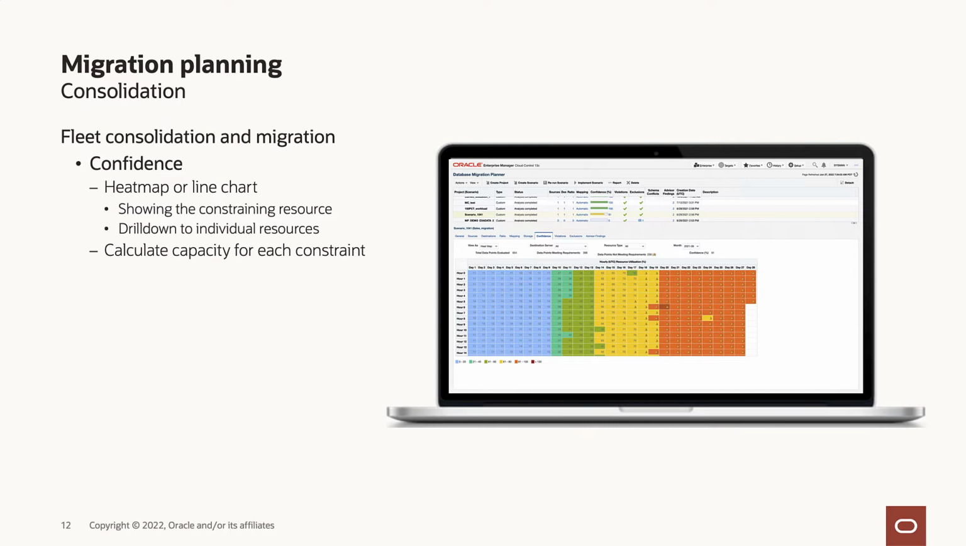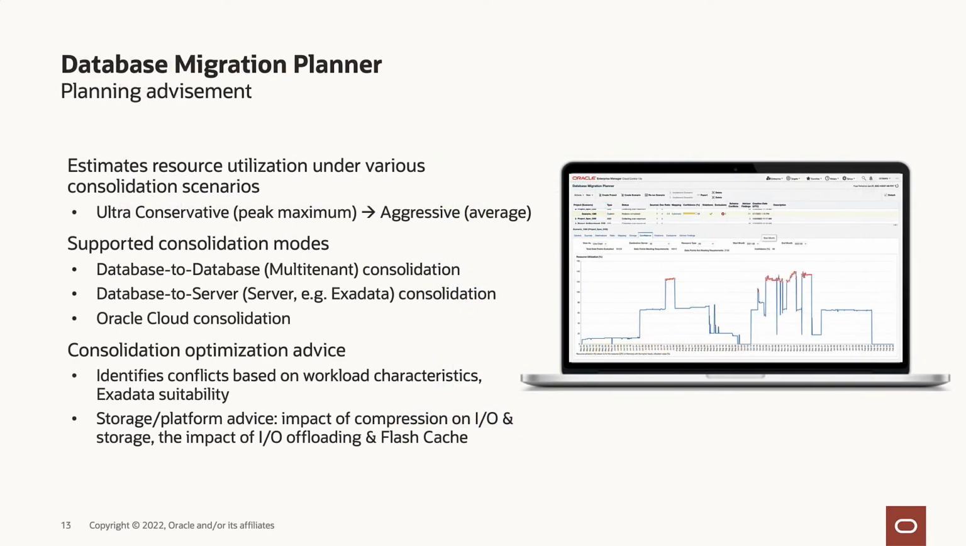So a summary of what Migration Planner will provide. Estimated resource utilization under various consolidation scenarios. We can use different algorithms such as ultra-conservative, where hourly peak maximum is used. And we have 3 additional steps with an aggressive scenario where hourly average is used instead. It supports database to database consolidation, database to server consolidation, and various Oracle Cloud consolidation and migrations.